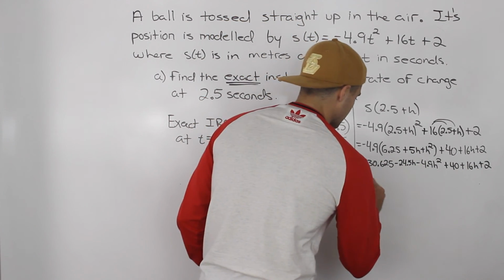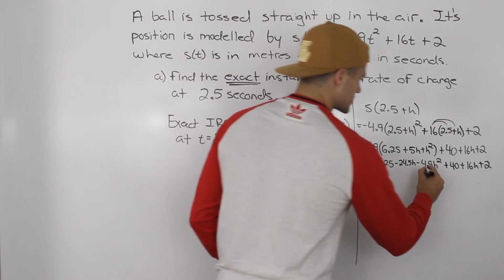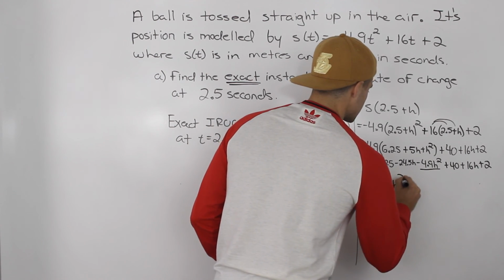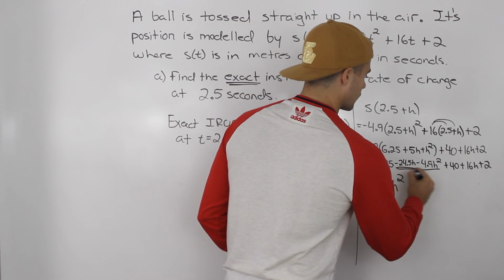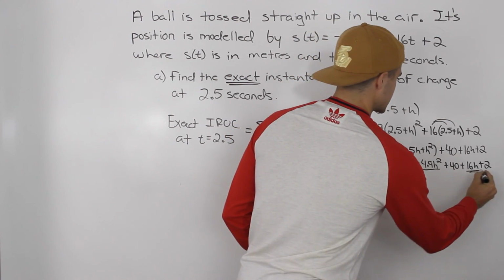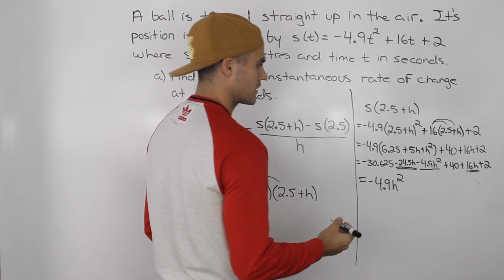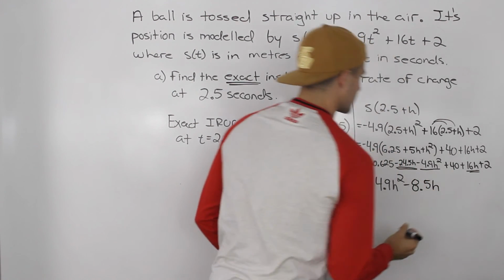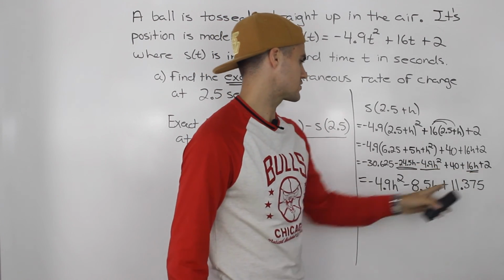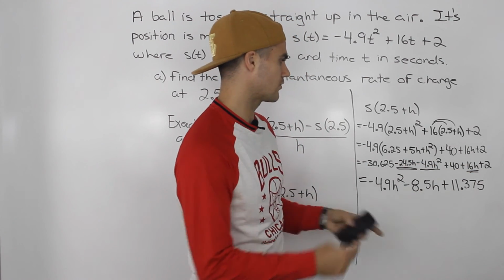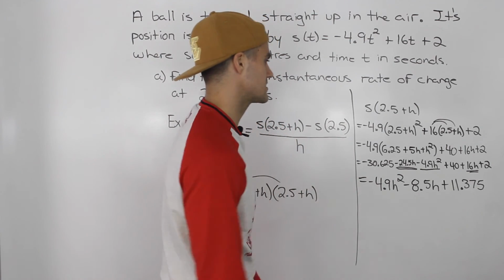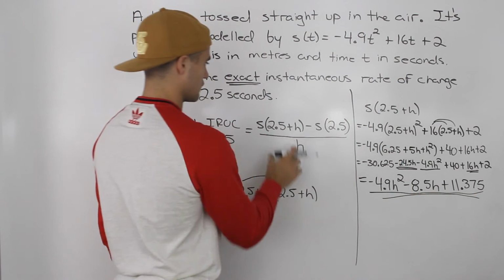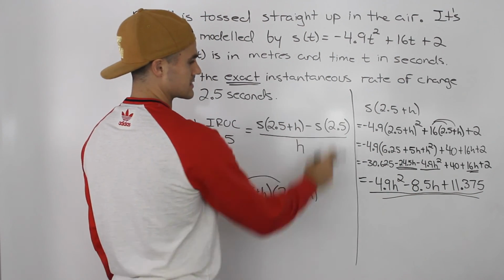And now at this point we just have to collect like terms. So notice how this negative 4.9h squared is a term by itself. This negative 24.5h plus 16h, we can simplify that, and that would give us minus 8.5h. And then the numbers 40 and 2, and then negative 30.625, you net all those out, you end up getting 11.375. So this here is the simplified expression for s of 2.5 plus h.